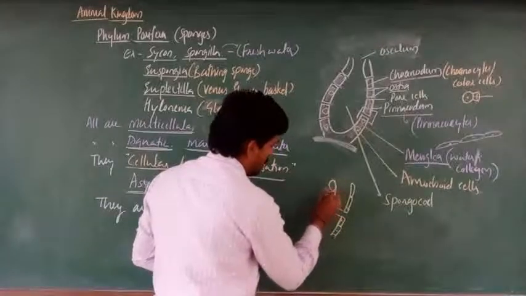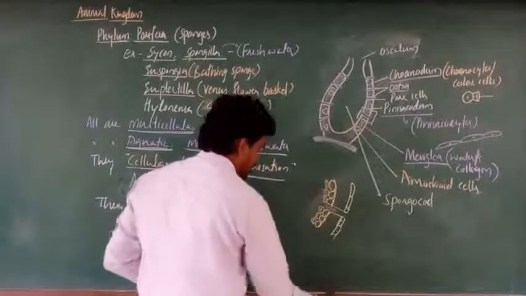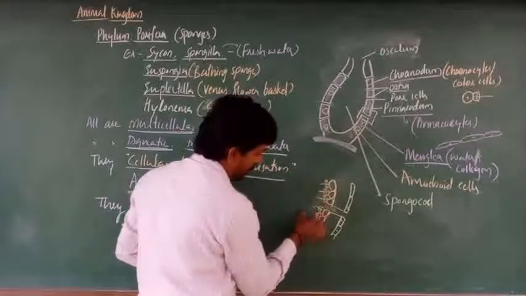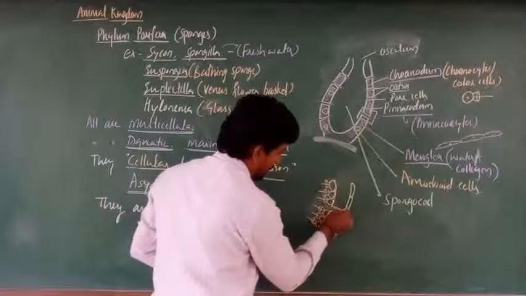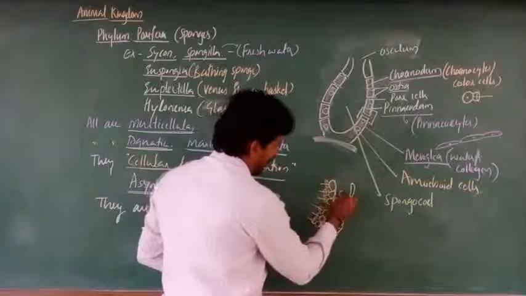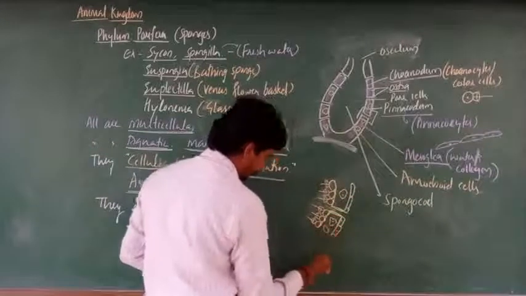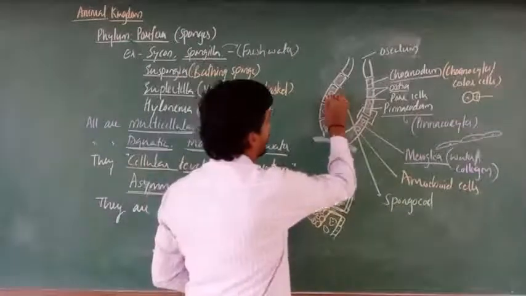This is the choanocytes with flagella. There is a structure called flagella. So this is the structure, and these are the elongated cells, pore cells, and there may be amoeboid cells. Yes, these are the amoeboid cells, and there is a presence of spicules in this layer.